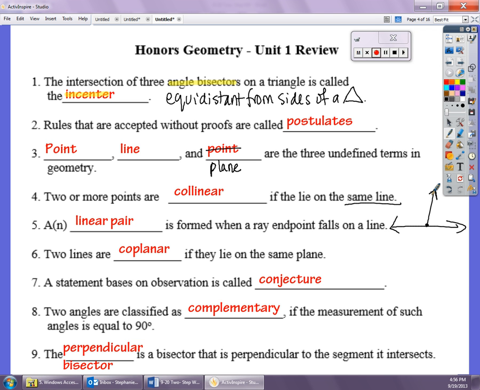Two lines are coplanar if they lie in the same plane, and when you have two lines that are in the same plane, coplanar, that do not touch, we say that they are parallel. A statement based on observations, based on what you see, educated guesses, are conjectures. Two angles are complementary if their sum equals 90 degrees. And a perpendicular bisector is a bisector that's perpendicular to the segment it intersects.